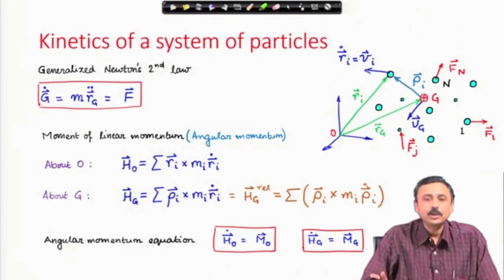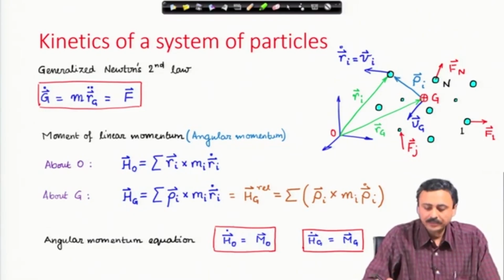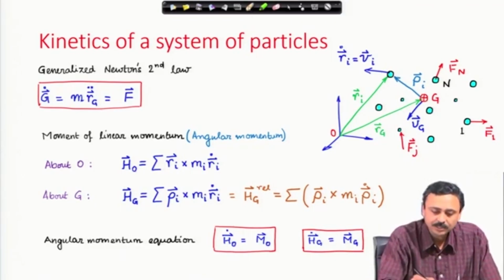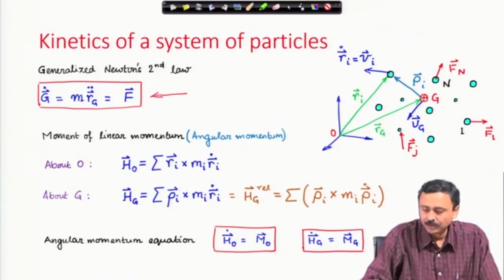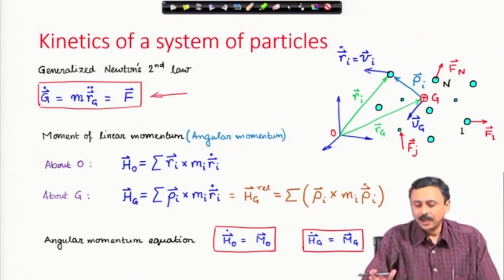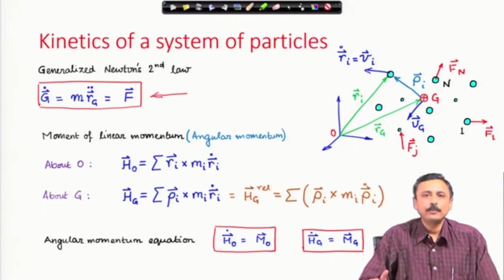Now, these two equations, the generalized Newton's second law and the angular momentum equations, this and either of these two, define the kinetics of this system of particles. The generalized Newton's second law is the equation about evolution of linear momentum of the center of mass, whereas the angular momentum equations tell us the evolution of angular momentum of this system of particles.